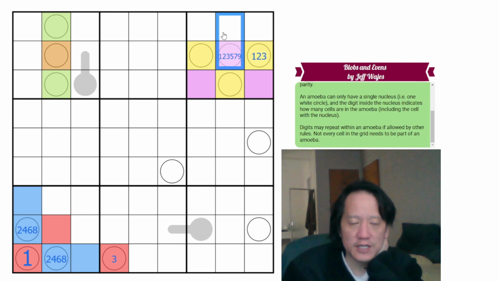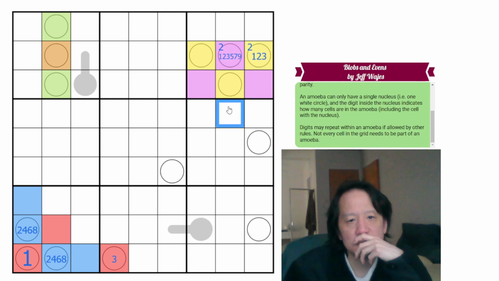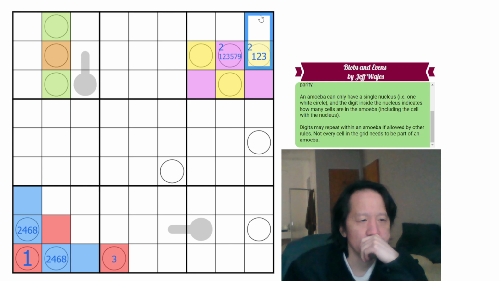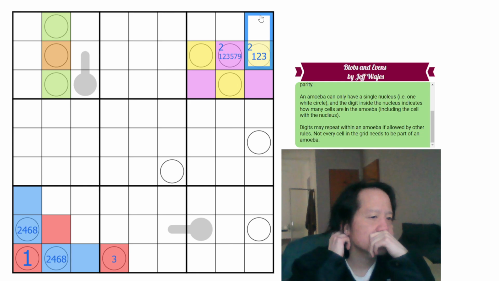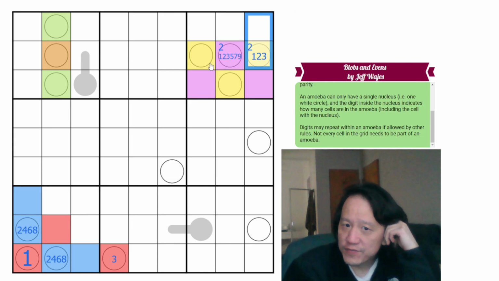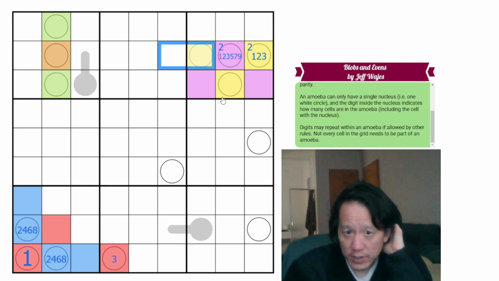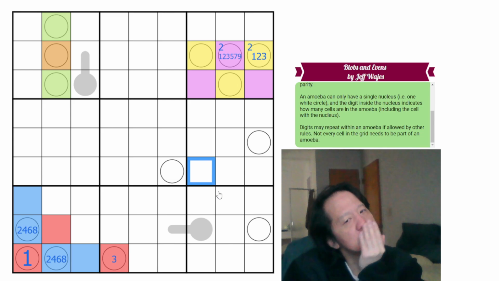So either this is even and it's 2, or this is even and it's 2, right? One of these two has to be 2. Because if this is odd, this has to be even, and this can only be 2. Therefore, if these are even, first of all this is 2, and it must continue out here and out here. So that's fine.